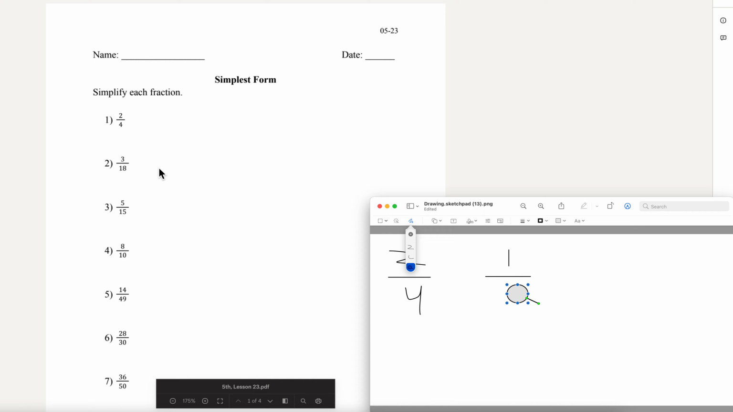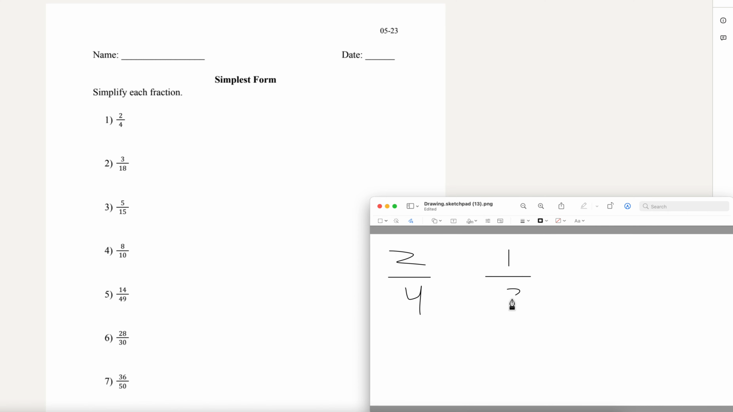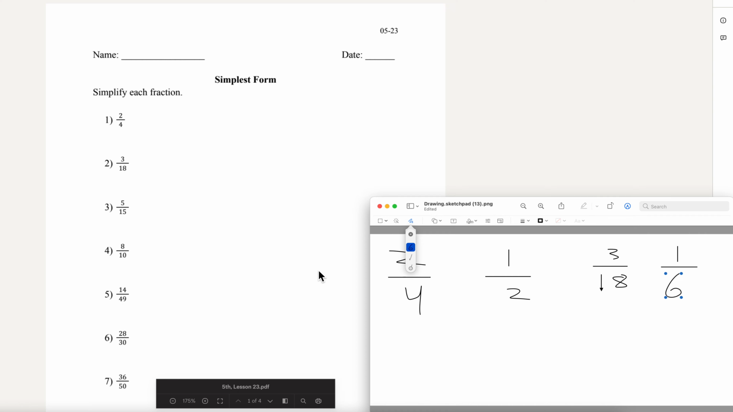And for number 2, 3 over 18. You could simplify this since you could divide it by 3, which will result in 1/6.